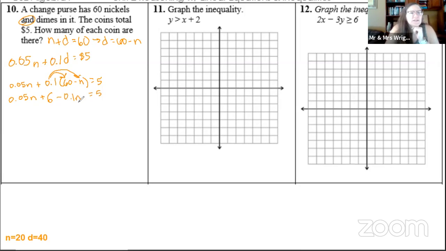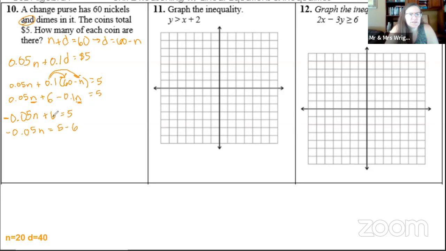Now I want to combine my like terms. If you notice, I have an N here and an N here, so my like term is going to end with an N. And now I need to combine my coefficients. 0.05 minus 0.1, and that's going to give me negative 0.05. So negative 0.05 N plus 6 equals 5.